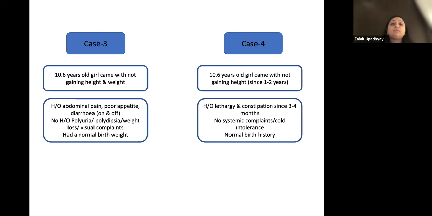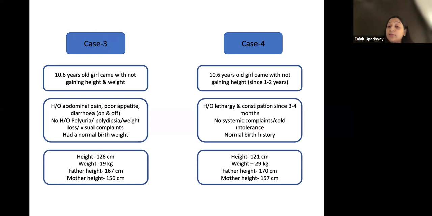Choose the proper method. Now, I want you to plot this growth chart for both the girls. Case 3 is a 10-year 6-month-old girl not gaining height and weight. Her complaints are abdominal pain, poor appetite, diarrhea on and off, polyuria, polydipsia, and weight loss, with no other history and normal birth weight. Case 4 is again a 10-year 6-month-old, not gaining height for 1 to 2 years. She has lethargy and constipation for 3 to 4 months, no systemic complaint, and normal birth history. Please plot and tell me what is happening with both the children. We need to be quick.